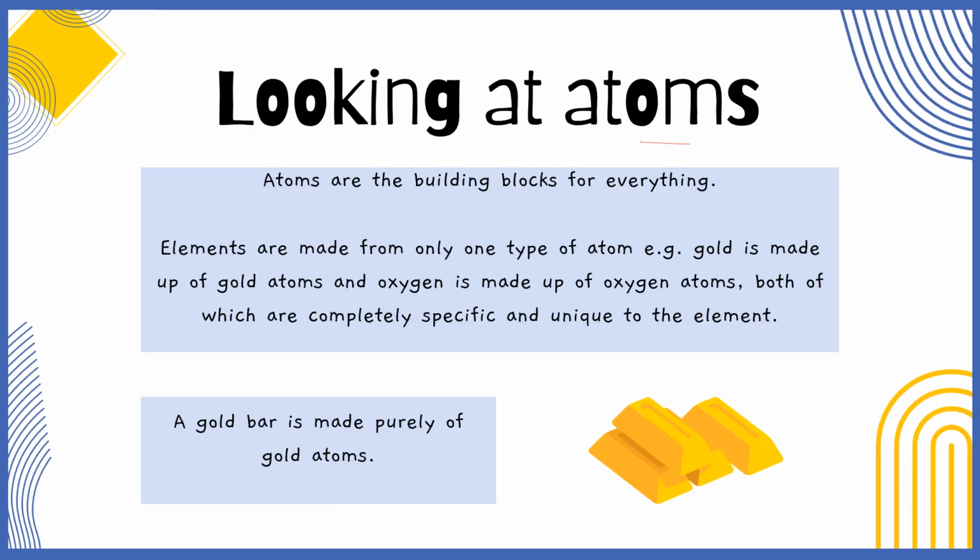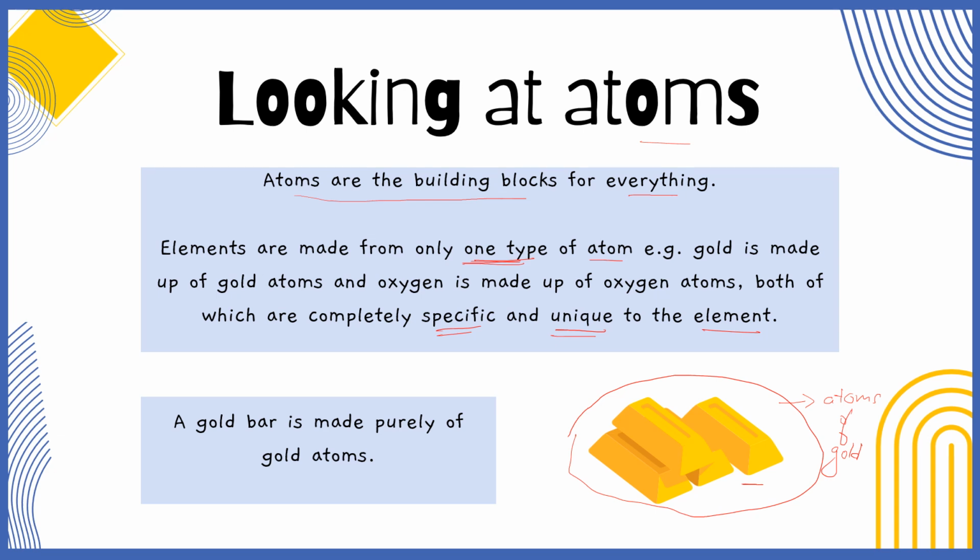Looking at the atoms, atoms are the building blocks of everything. Elements are made from only one type of atom. Example, gold is made up of gold atoms and oxygen is made up of oxygen atoms, both of which are completely specific and unique to the element. If we consider, for example, a gold bar, this gold bar has atoms of only gold, and the property of this gold atom will be unique and specific.